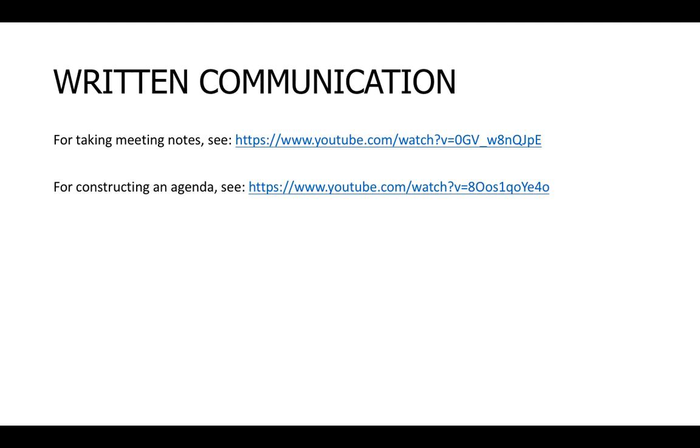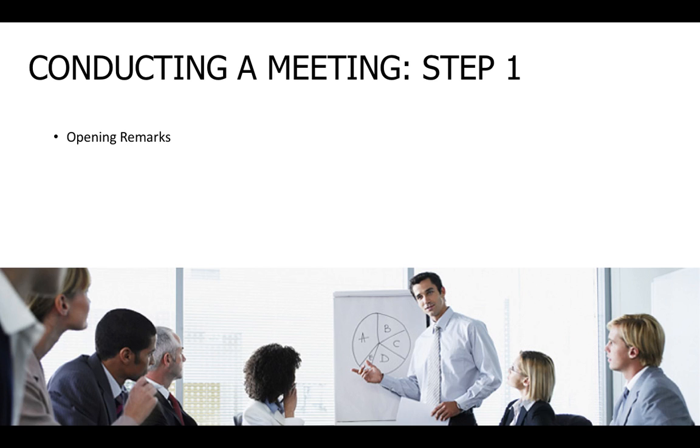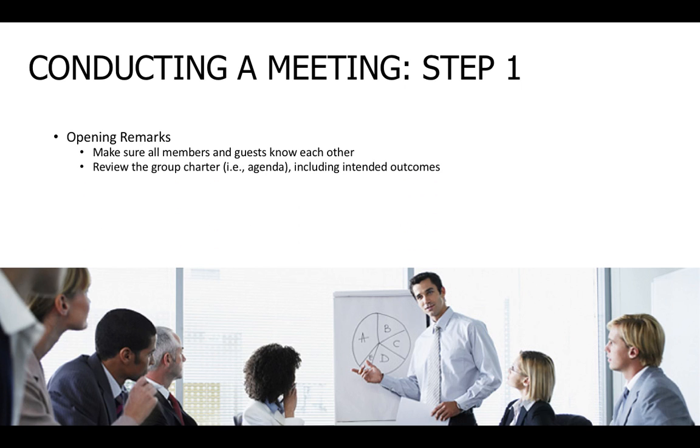But what this chapter really does is it outlines how to conduct a meeting through several different steps, from the opening to the closing and beyond, actually. So let's walk through these. We've got 10 steps. So let's talk about conducting a meeting, step 1. In your opening remarks, when you first begin the meeting, number 1, make sure all members and guests know each other. Do introductions, even if you think that it's obvious or everybody knows each other.